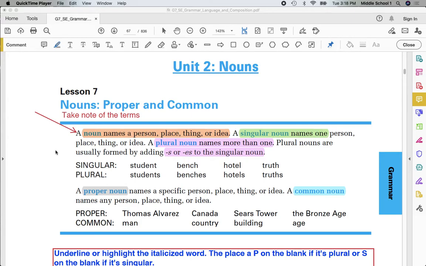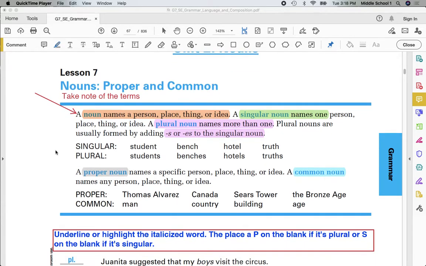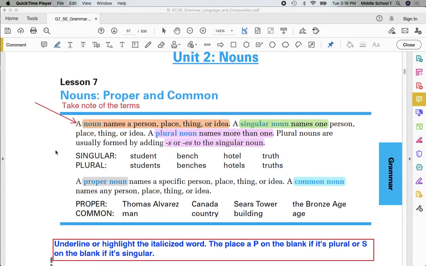Now is a good time to take your pencil and place the directions for exercise 1 on your paper. Underline or highlight the italicized word. Then place a P on the blank if it's plural, or S on the blank if it's singular.